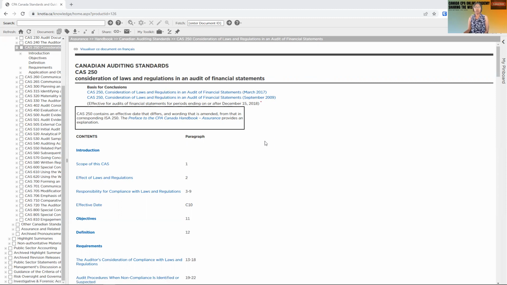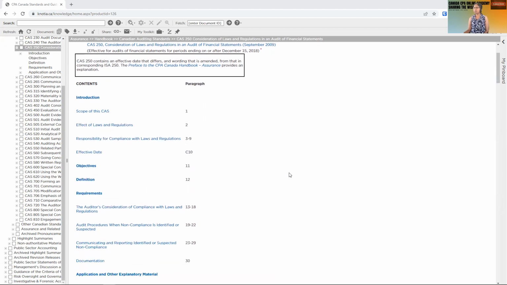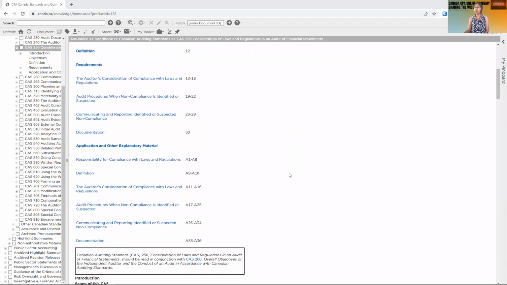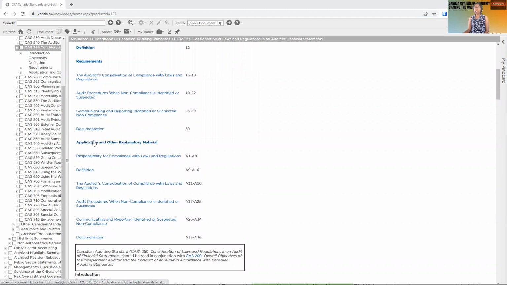So here it is, CAS 250. It's a small standard, but an important one from an implications and audit procedures point of view. Pay attention to the application and other explanatory material section, where you will find that they have given some audit procedures for when there is compliance and non-compliance, what to do, and the specific procedures to be followed.